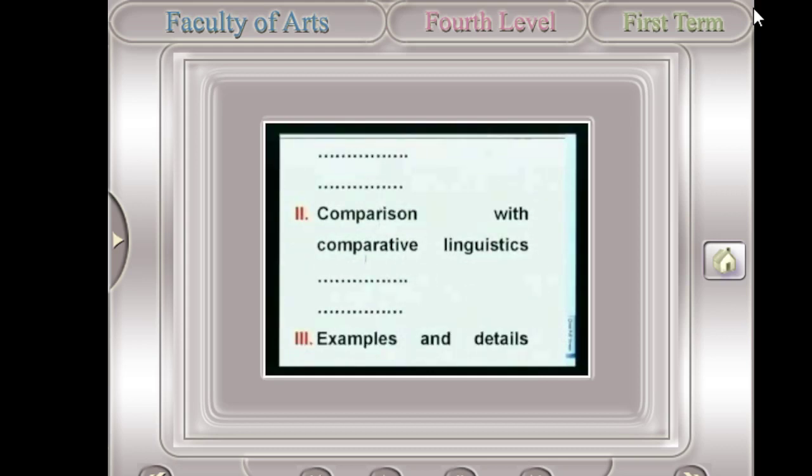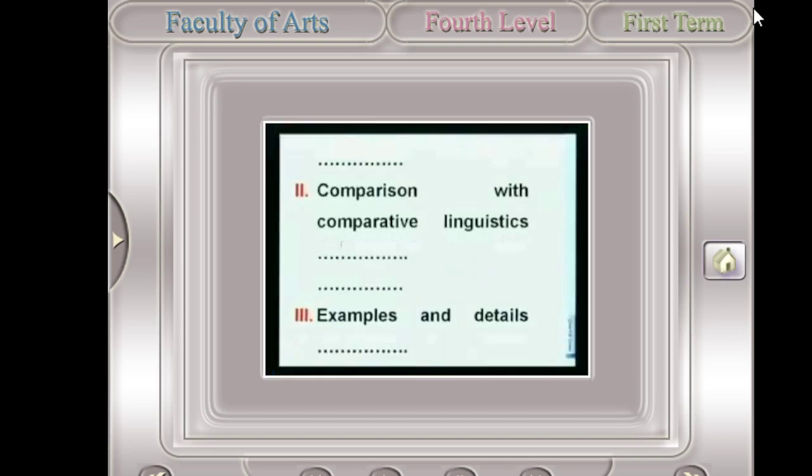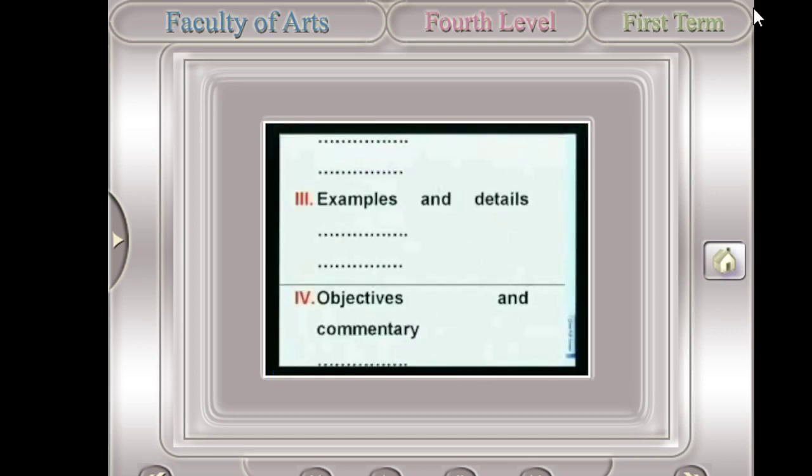We say, what's comparison? For example, in comparative linguistics, we compare languages which are alike. We compare French to Italian. We compare Arabic to Hebrew. We compare Italian to Spanish. We compare things which are alike. And we'll say more about this in a minute. If we're writing an essay on contrastive linguistics, we mention this idea, the comparison of comparative linguistics and languages which are alike. Now we give examples and details.